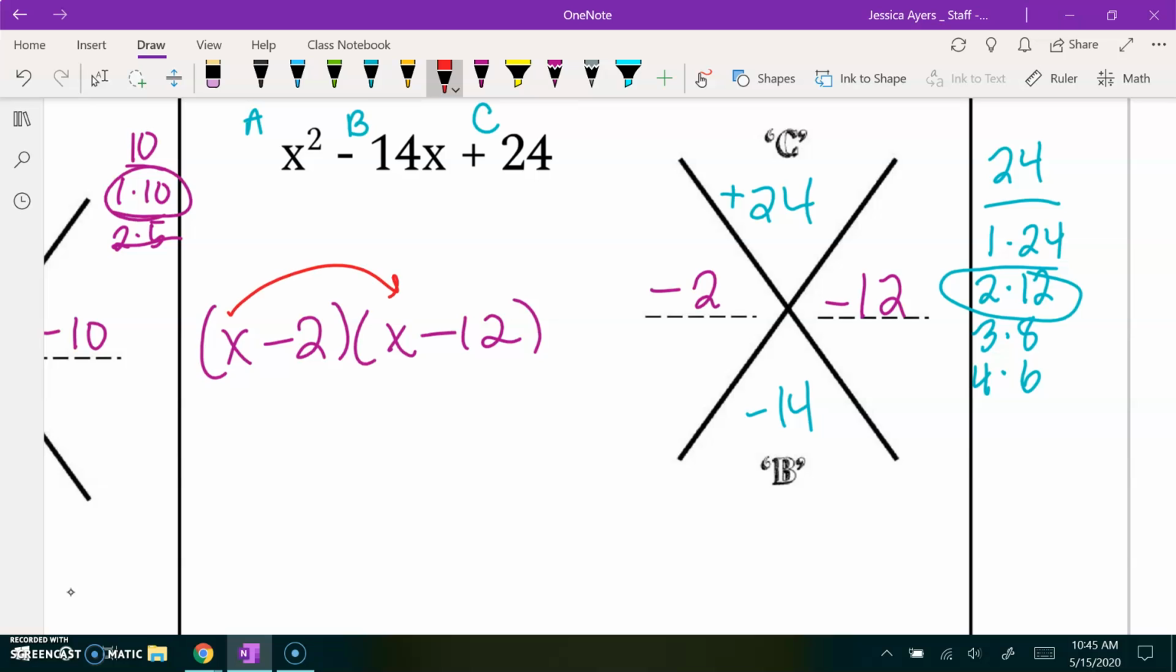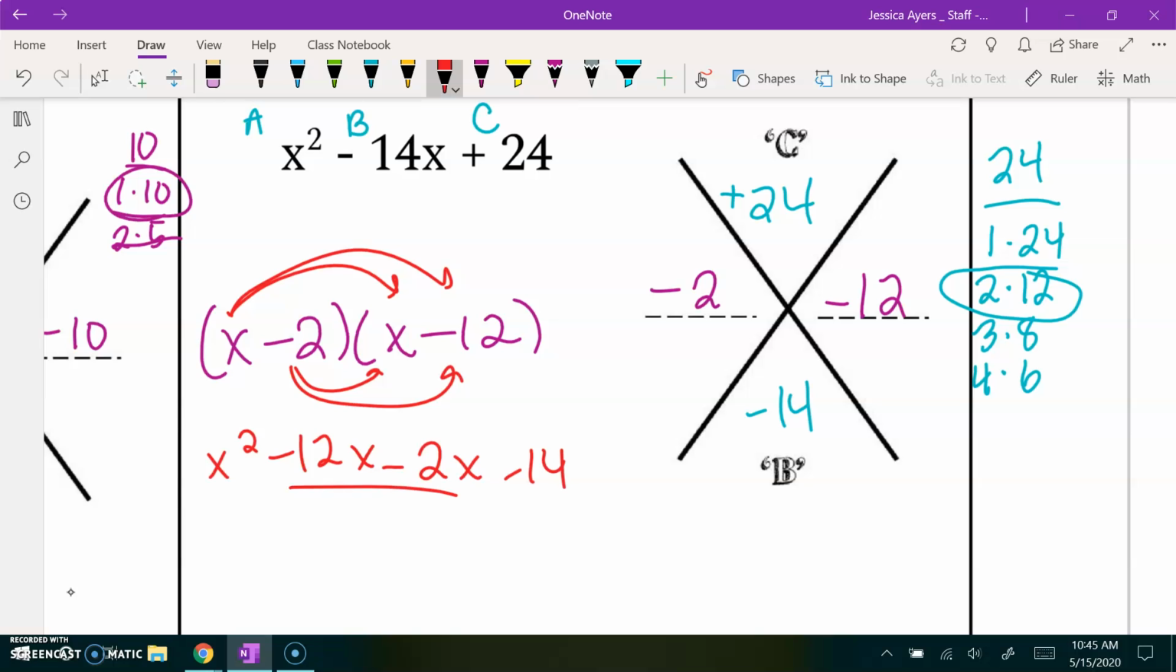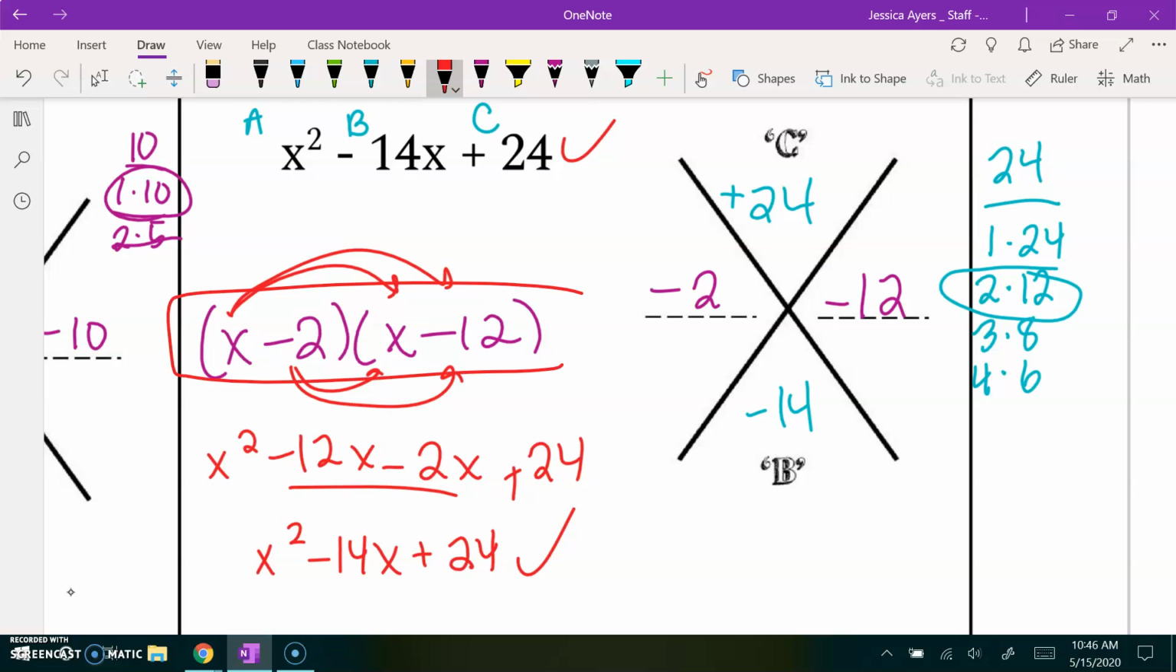Checking it back, x times x is x squared. X times negative 12 is negative 12x. Negative 2 times x is negative 2x. And negative 2 times negative 12 is positive 24. Right in the middle, we get x squared minus 14x plus 24. Oh, I cannot multiply. So we know that that is what we started with. So that is our final answer.